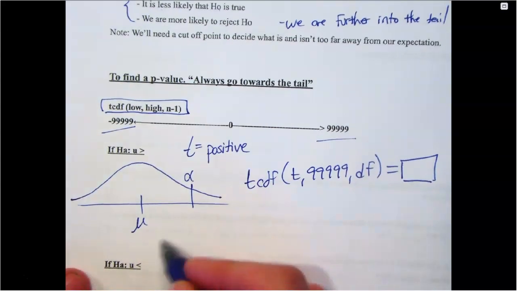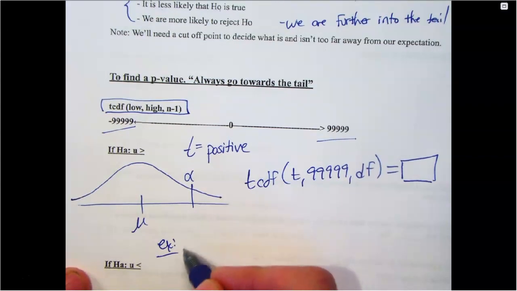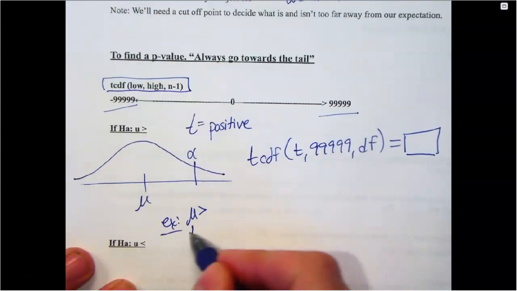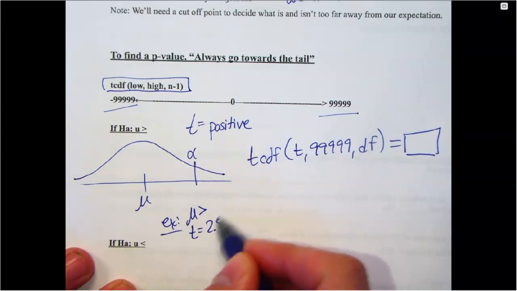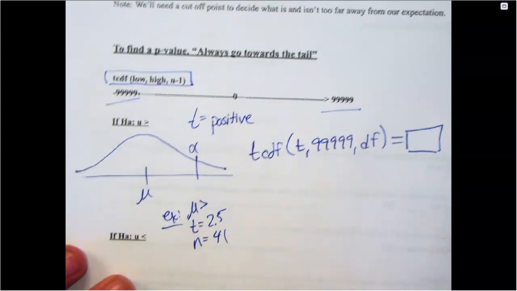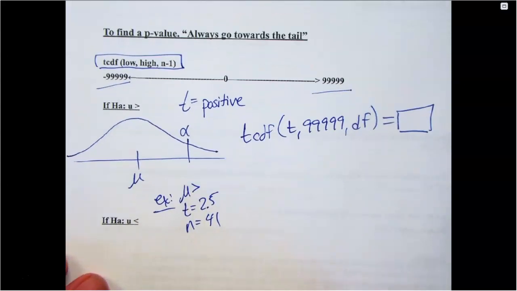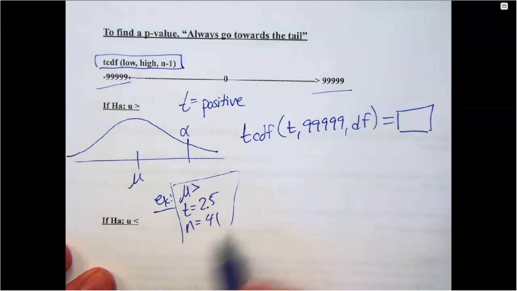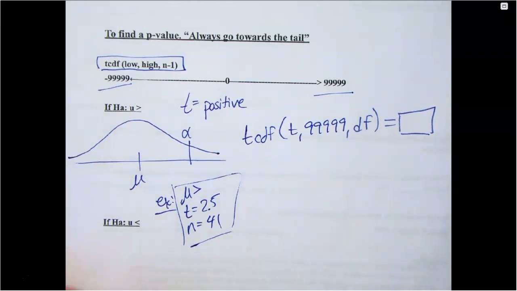So for example, let's assume mu is a greater than situation and t equals 2.5 and n equals 41. That's enough information for you to find the p-value. You have to know how to do it from that.